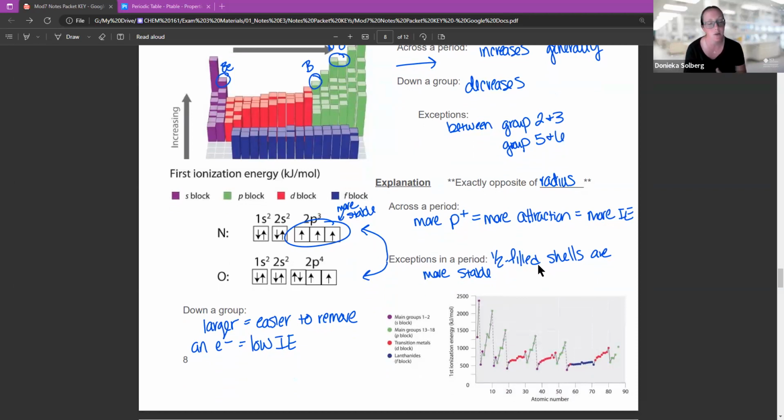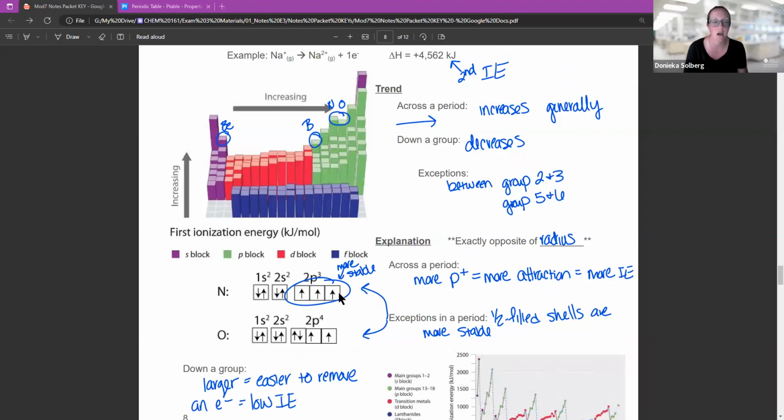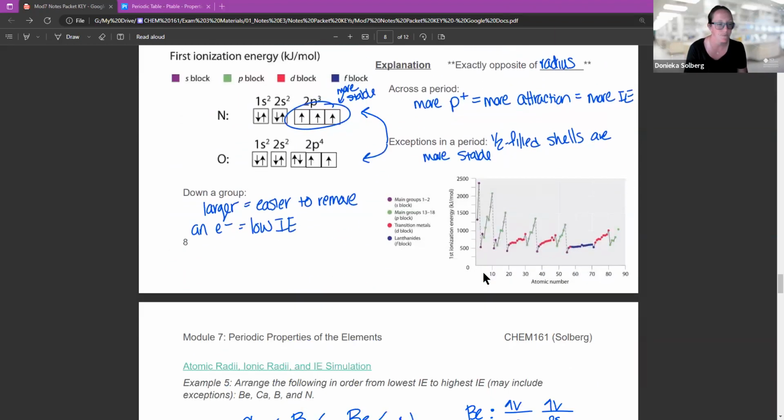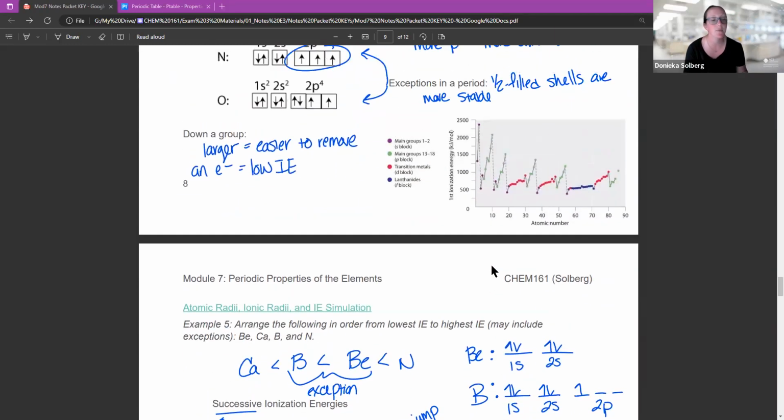So exceptions in a period are because half-filled shells are more stable than any other numbers, really, except for full. Full is really hard to remove, and those are your noble gases. Half-filled are kind of hard to remove, and then if there are any other ones, then it's just going to follow the general trend. So you do need to know those exceptions. The reason is because of these half-filled energy levels. So like nitrogen, it has a half-filled shell, and then also beryllium has a half-filled shell, and that's why we have those exceptions.